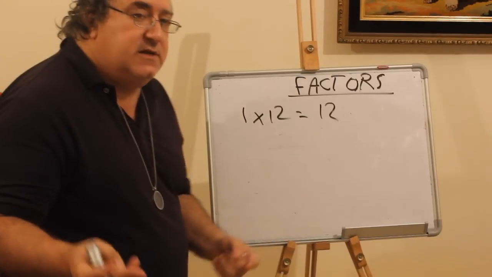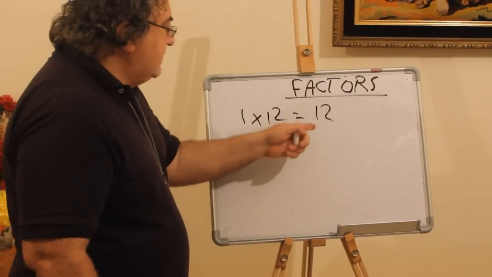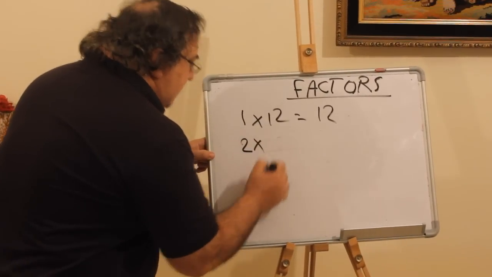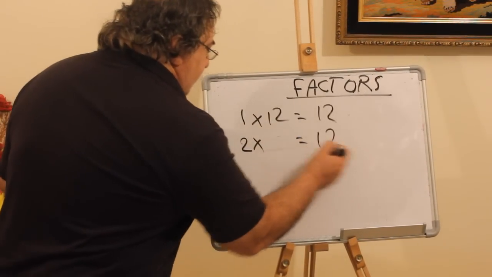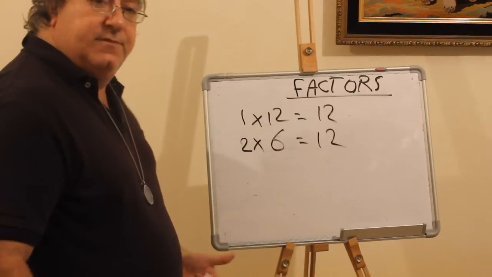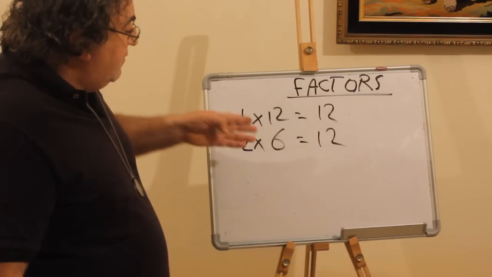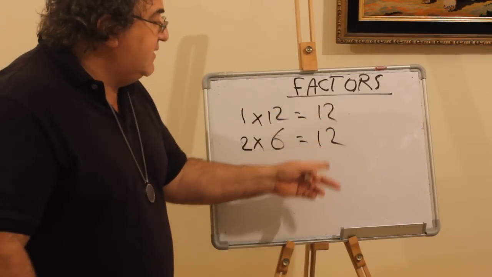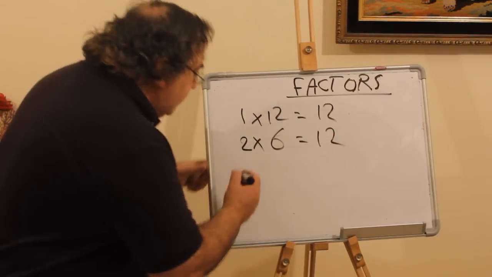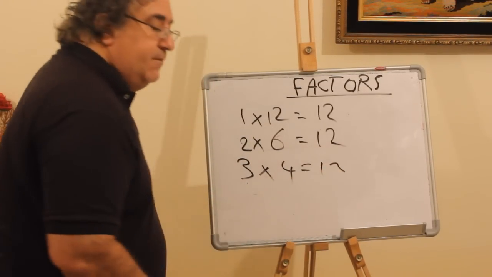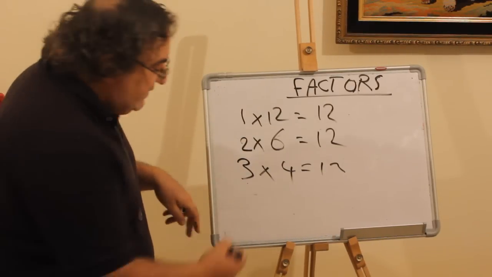Now, I use the divisibility rules. Is this number divisible by 2? Yes. So it means there is a number I can multiply with 2 to give me 12. What is it? It's 6. See, that's why I wanted you to follow the divisibility rules. Now, is this number divisible by 3? Yes, 1 plus 2 is 3. It means there is a factor of 3 times what gives me 12? 4.